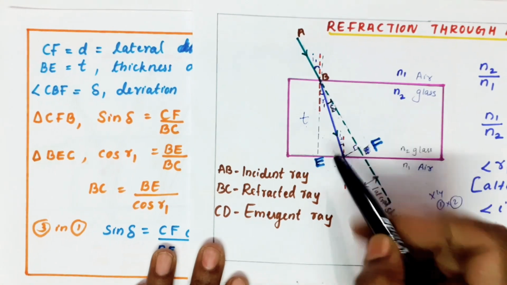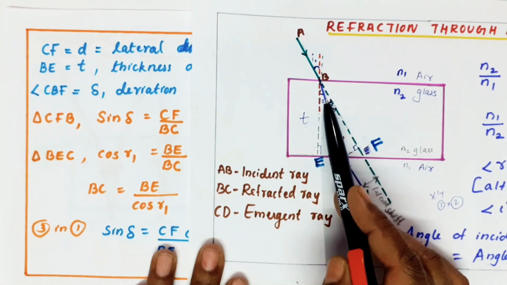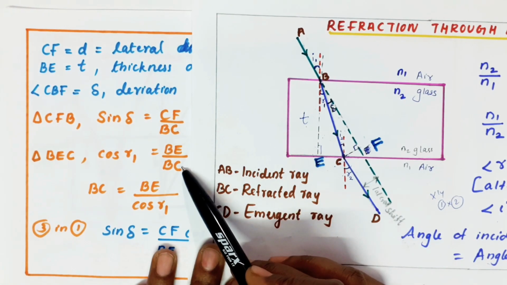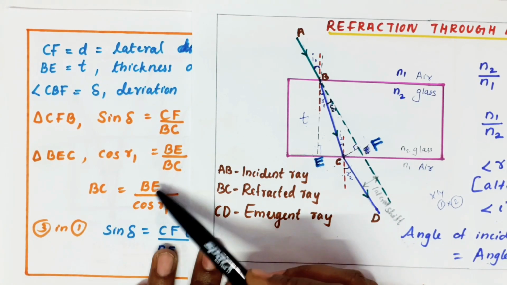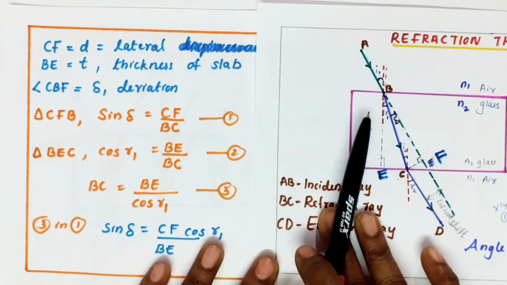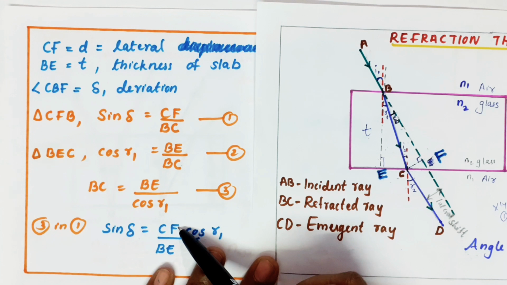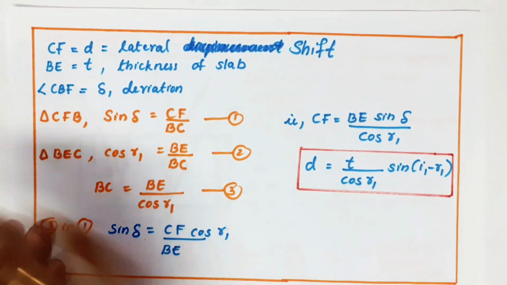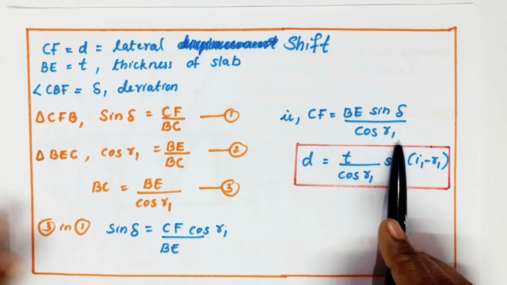Next you take this right triangle, BEC. From here you find cos r1. Cos r1 is adjacent side BE by BC. So from this, you can take the value of BC, cross multiply. BC equals BE by cos r1. After that, I am substituting the value of BC in the first equation. So sin delta equals CF by BC, which is BE by cos r1. Next, cross multiply. CF equals BE sin delta by cos r1.